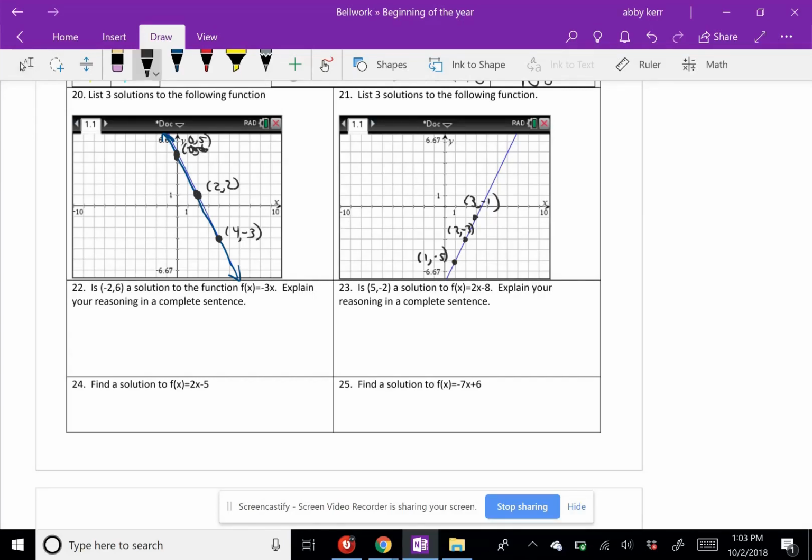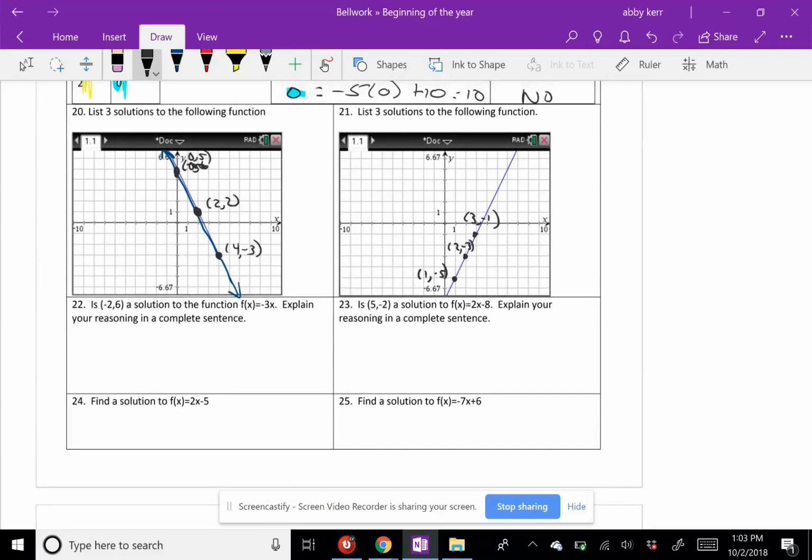For 22 and 23, just like the page in our notes as well, x is negative 2, our y is 6. So plug it in. 6 equals negative 3 parentheses negative 2. So 6 equals 6. Since I got a true statement, yes, negative 2, 6 is a solution. Because I got a true statement.